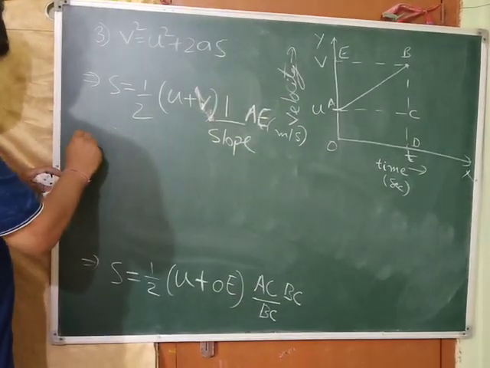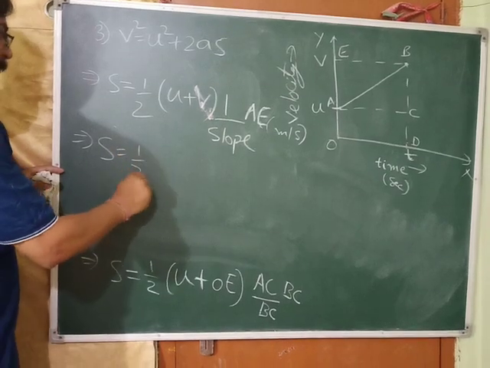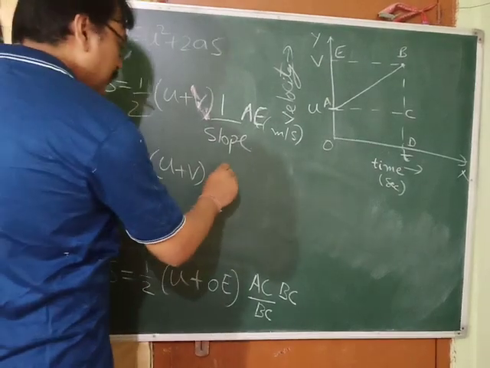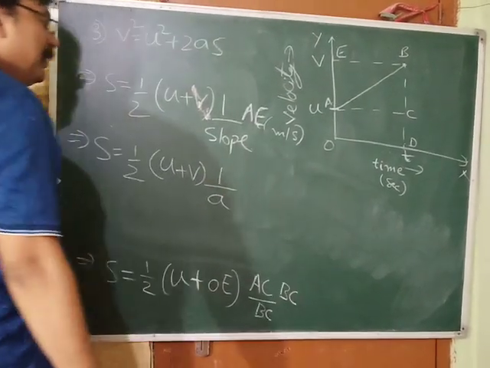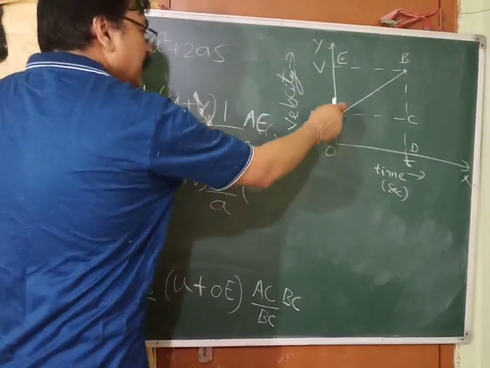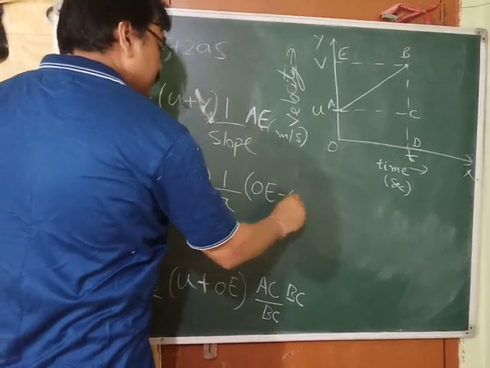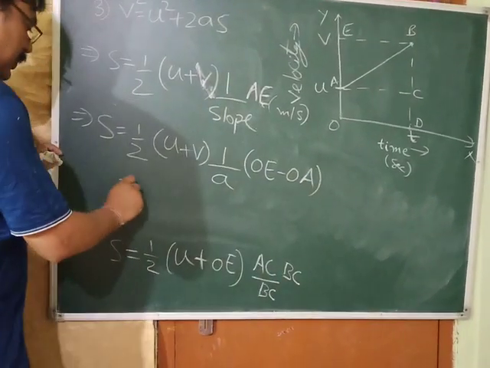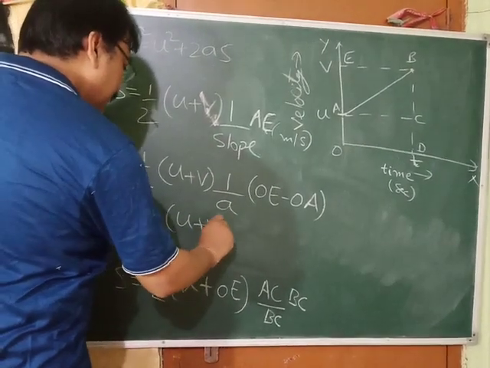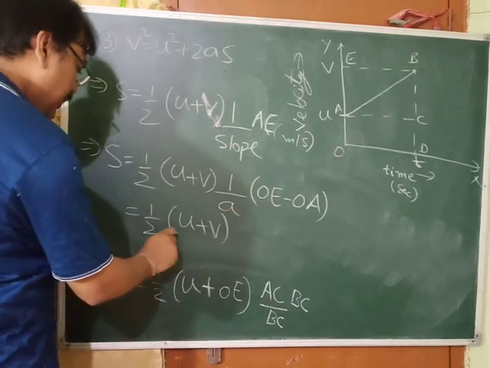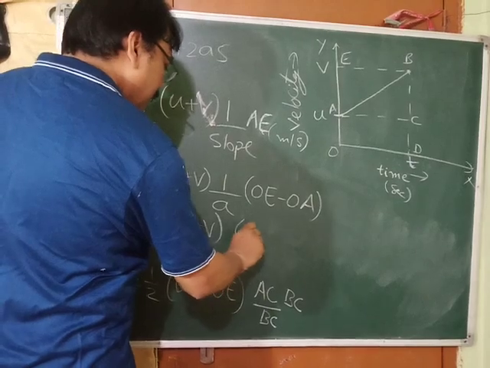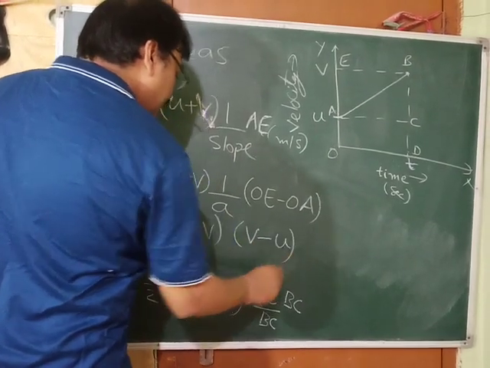Okay. Now in the next step, S is equal to half, we can write U plus V. Slope is what? Acceleration. So 1 by A. What is AE? AE we can write from here as OE minus OA. Therefore you will get half, you can write here U plus V. Rather, this A you can write here as 2A, because it is multiplied. OE is V and OA is U, so we got V minus U.